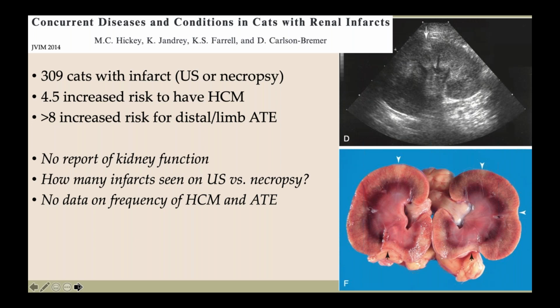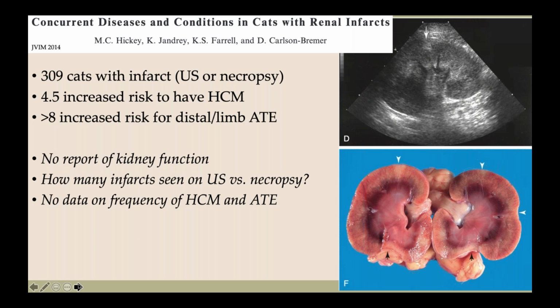I don't know, because they don't give us that data, and that's the same thing for the risk for the distal limb ATEs. And we also don't know what percent of those cats had the infarct seen just on ultrasound. So I think, JD. Yeah.